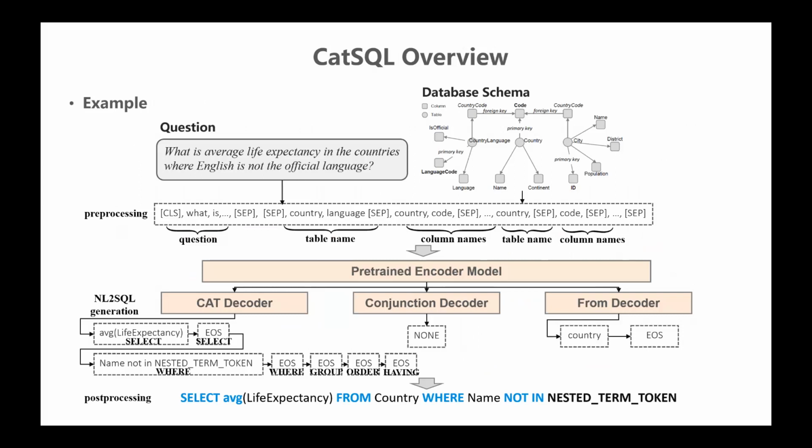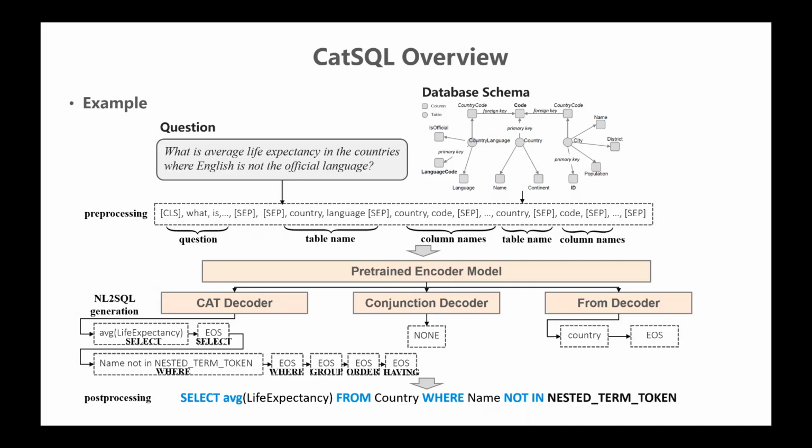Here we show how CatSQL works using an example. First we serialize the question and database schema into a sequence of tokens. For each table, we concatenate the table name and the names of all columns in this table. The encoder takes the tokens as input and generates a sequence of hidden state vectors. The encoder output is fed to the 3 decoders.